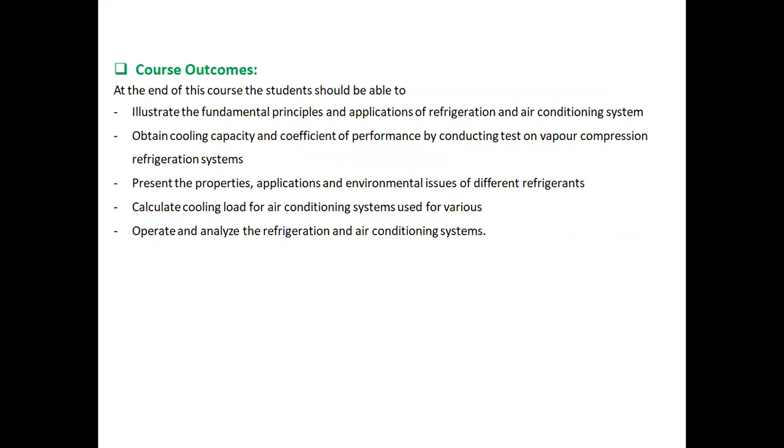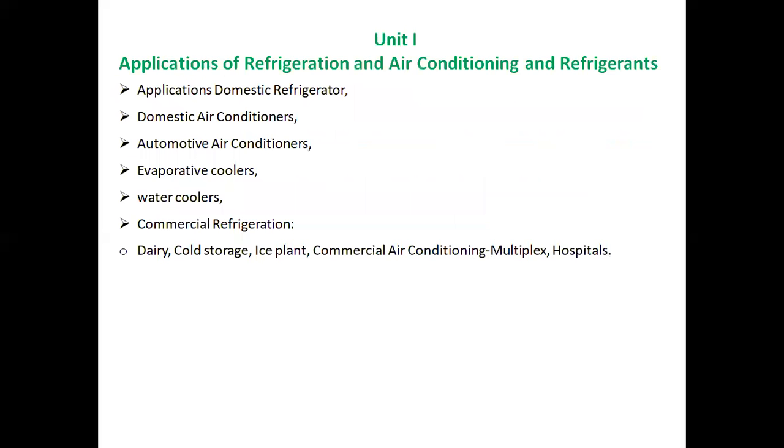So the course outcomes: at the end of this course, the students should be able to illustrate the fundamental principles and applications of RAC. Then they obtain the cooling capacity and coefficient of performance by conducting a test on VCR systems. They are able to present the properties, applications, and environmental issues of different refrigerants. Students will be able to calculate cooling load for designing the air conditioning system for various applications, and they will be able to operate and analyze refrigeration and air conditioning systems.